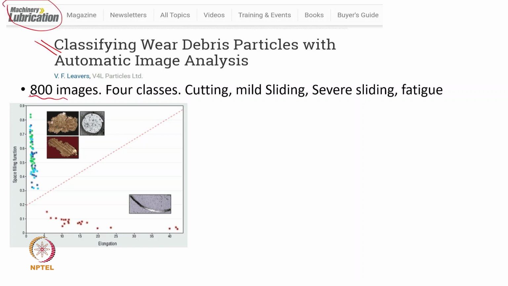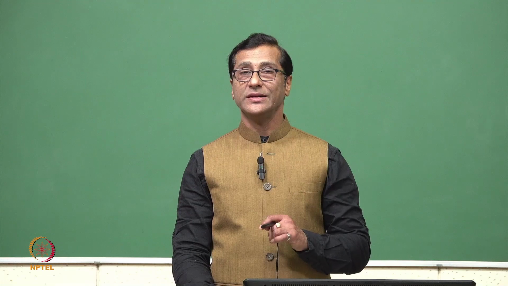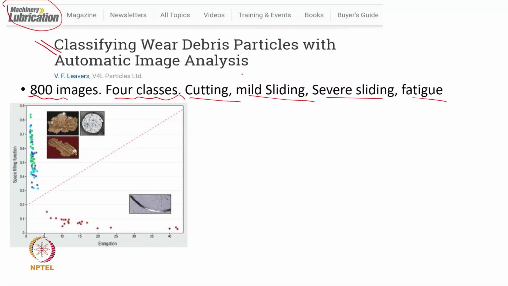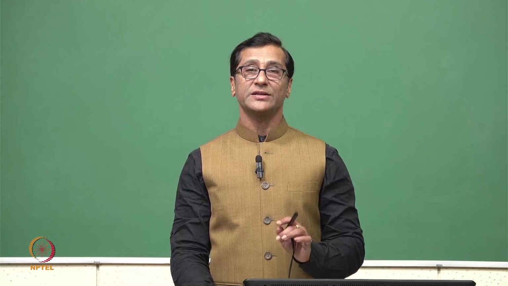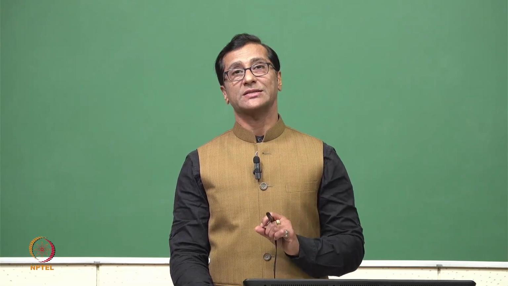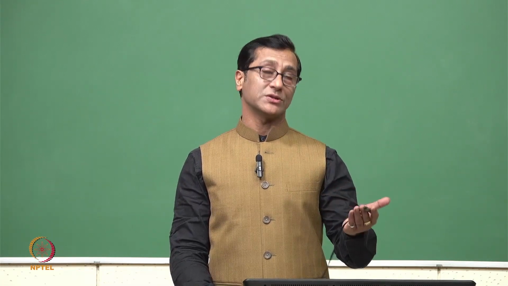where they analyzed 800 images and made 4 classes. They say cutting, mild sliding, severe sliding, and fatigue. As I showed earlier, when we go for classification, mild sliding and severe sliding can be in one category, and when we say severe or mild, it should come with a size. So again, we can go with the main 3 categories, and when we arrange from a particle size point of view, then it can be mild or severe. Again, mild and severe can be subjective from one author to another.